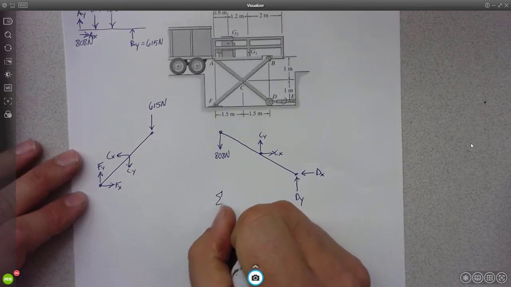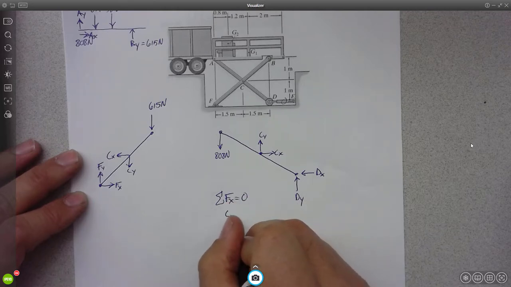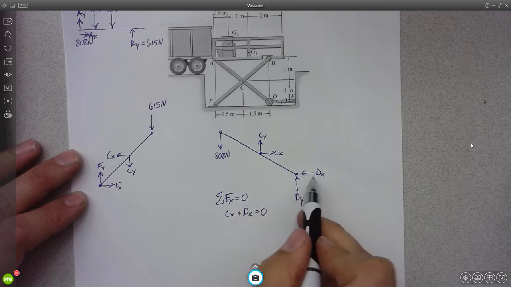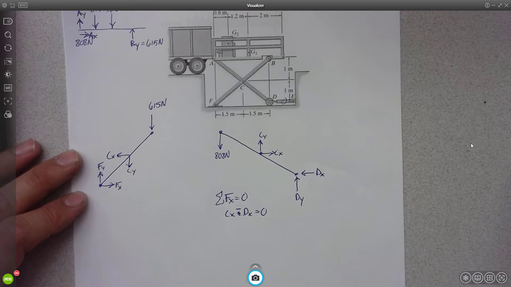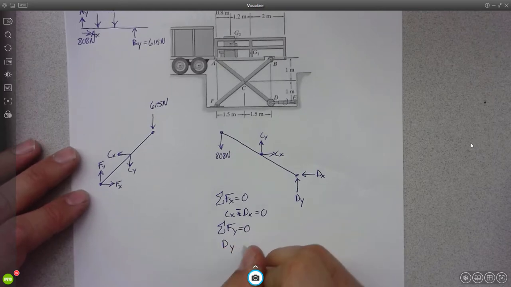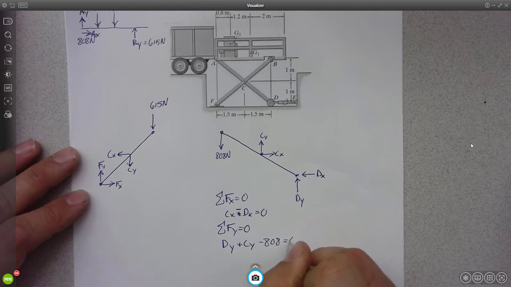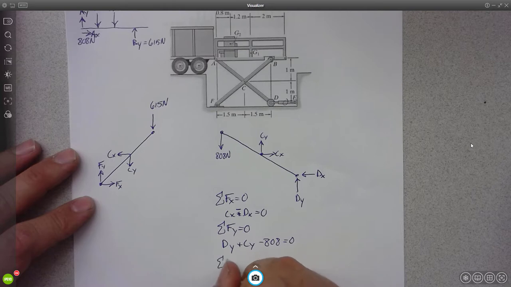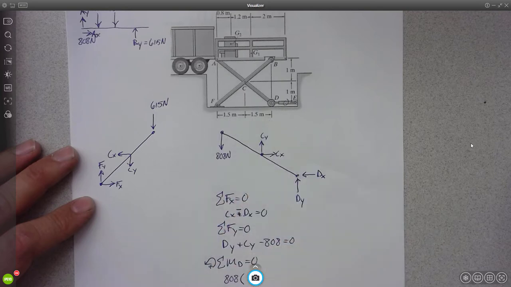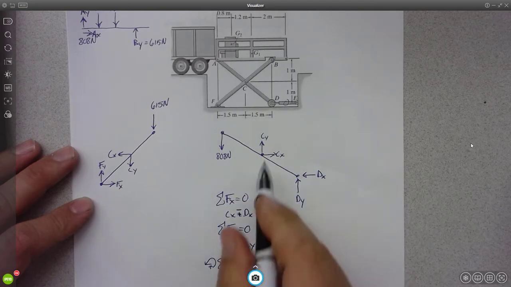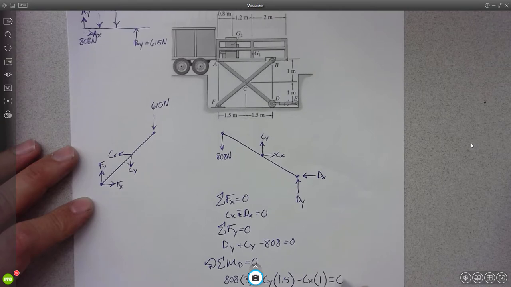So for this one, I can say sum of the forces in the X has to be equal to 0. I'll have CX plus DX equals 0, but DX is in the negative, so it'd be CX minus DX, right? I can do sum of the forces in the Y has to equal 0. I'll have DY plus CY minus 808 equals 0. And then I can sum the moments about a point. I don't know that it really matters what point. Let's choose D. So then I'll have 808 times the lever arm of 3 minus CY times the lever arm of 1.5 minus CX times the lever arm of 1 equals 0.